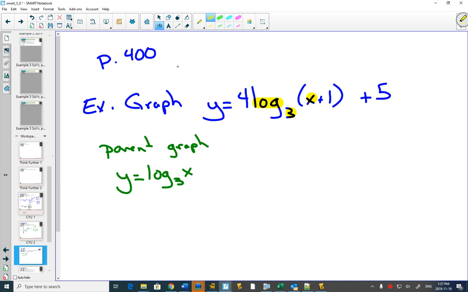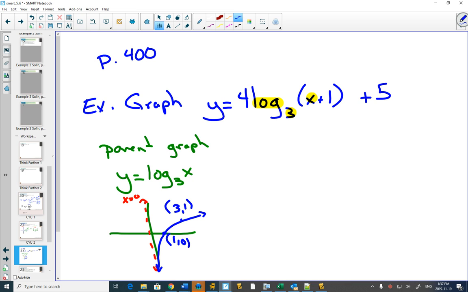What does my log base 3 graph look like? Well, all log graphs go through (1, 0). This one will go through (3, 1). It has an asymptote at x equals 0. There's my parent graph. We've got 2 key points and an asymptote.